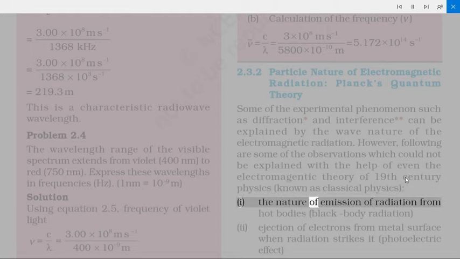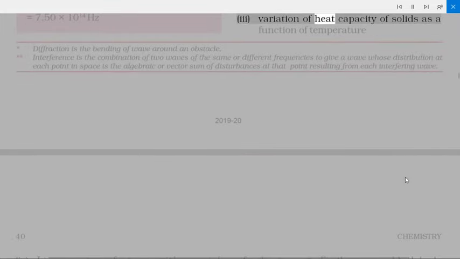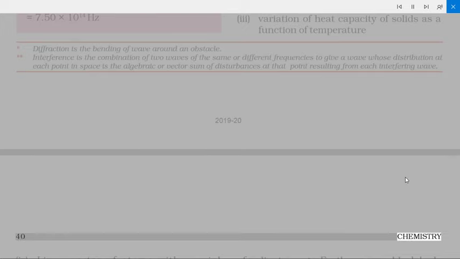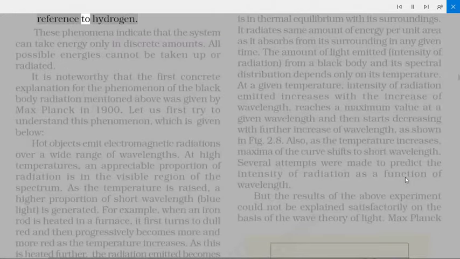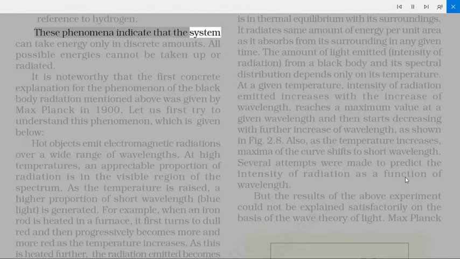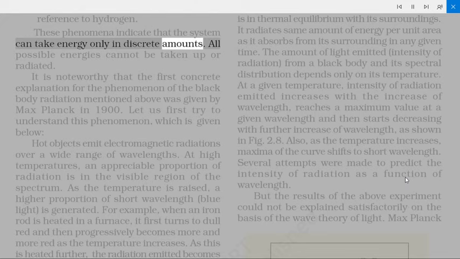1. The nature of emission of radiation from hot bodies, black body radiation. 2. Ejection of electrons from metal surface when radiation strikes it, photoelectric effect. 3. Variation of heat capacity of solids as a function of temperature. 4. Line spectra of atoms with special reference to hydrogen. These phenomena indicate that the system can take energy only in discrete amounts. All possible energies cannot be taken up or radiated.